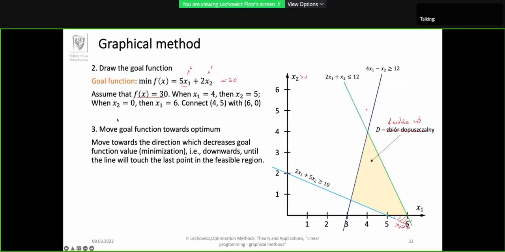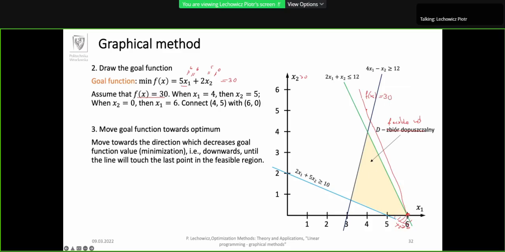Then, for example, we assume that x2 is equal to 0, then x1 is equal to 6. 6 multiplied by 5 is equal to 30. So we have another point here, right, 6, 0. We connect those 2 points, and this is our objective function level line. So this is the line where f of x is equal to 30.